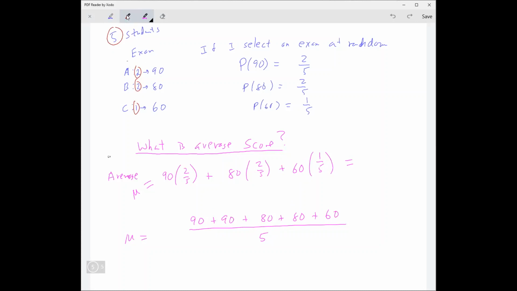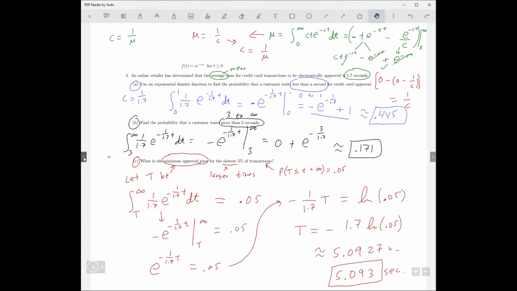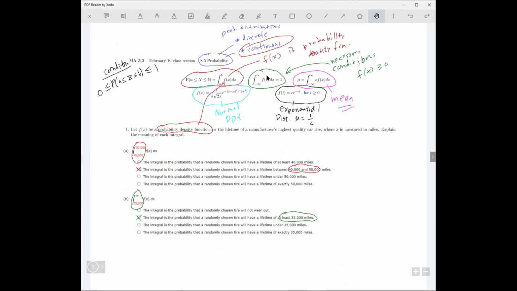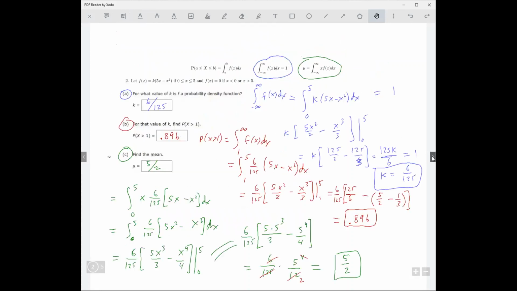Now what's happening here? Let me summarize what's going on. First of all, if I add these 3 together, I get 1. That corresponds to the first condition, this condition right here: you add up all the probabilities, you get 1.